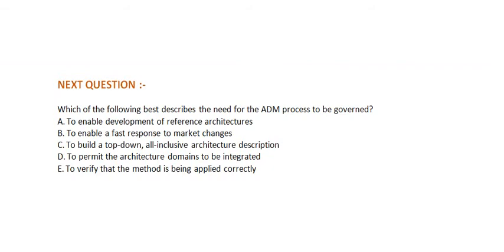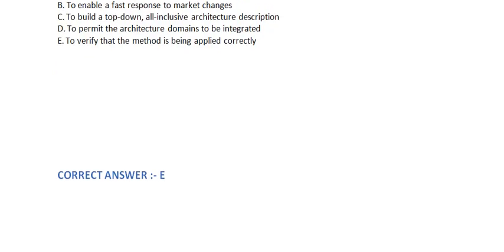Next question is, which of the following best describes the need for the ADM process to be governed? Option A, to enable development of reference architectures. Option B, to enable a fast response to market changes. Option C, to build a top-down, all-inclusive architecture description. Option D, to permit the architecture domains to be integrated. And option E, to verify that the method is being applied correctly. The correct answer is option E.